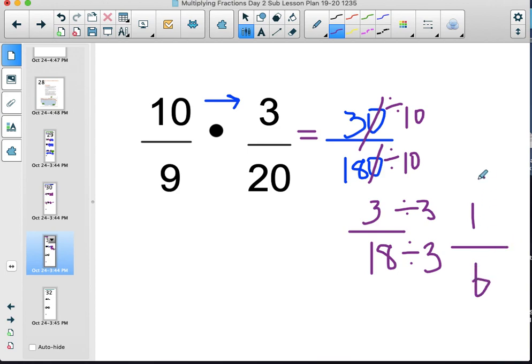Now, let's say that you're not sure about how to simplify fractions. I will be there in a few days. I can help you. As long as you get the blue answer, that's the goal for today.